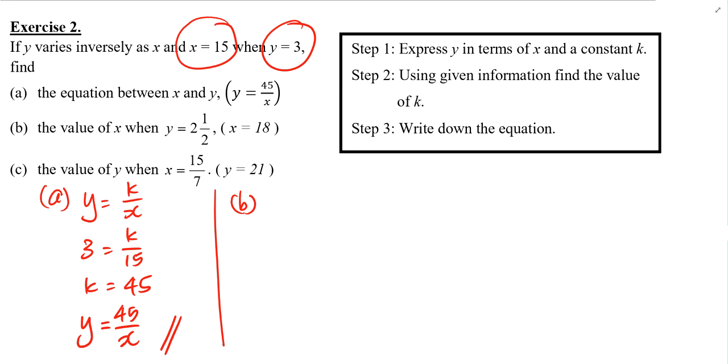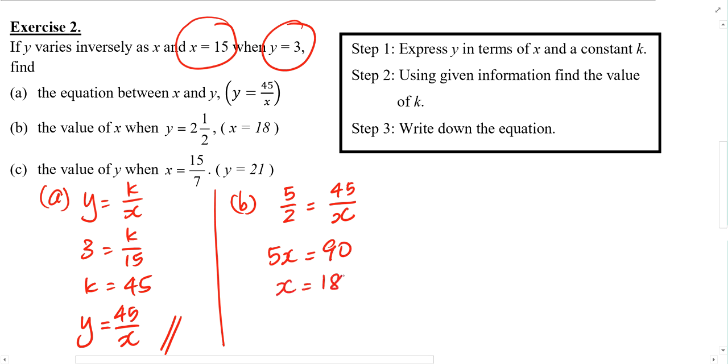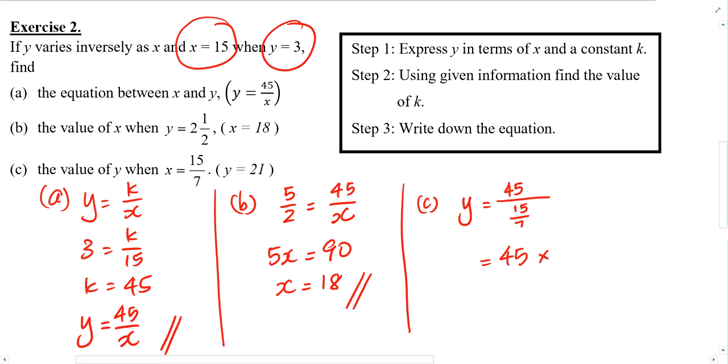So 5 over 2 equals 45 over x. 5x equals 90. x equals 18. And the last one. y equals 45 over 15 over 7, which is 45 times 7 over 15, because dividing by 15 over 7 is the same as multiplying by 7 over 15. And we get 21.